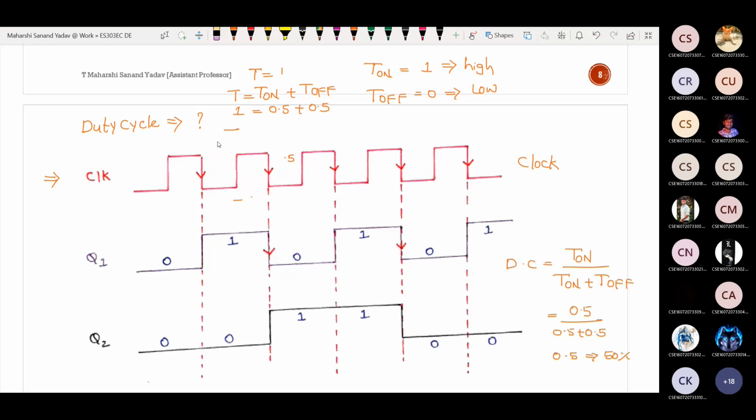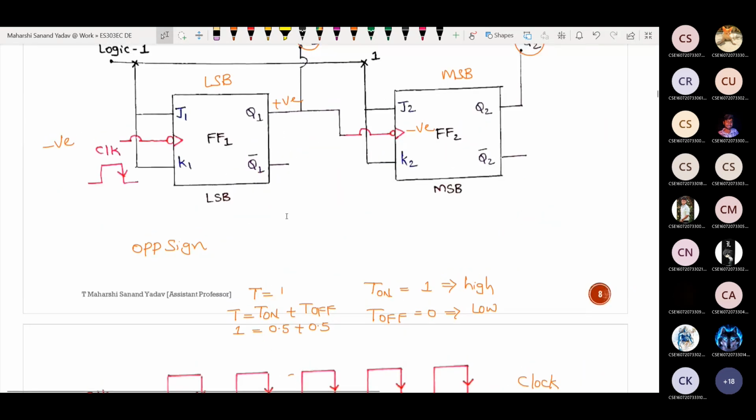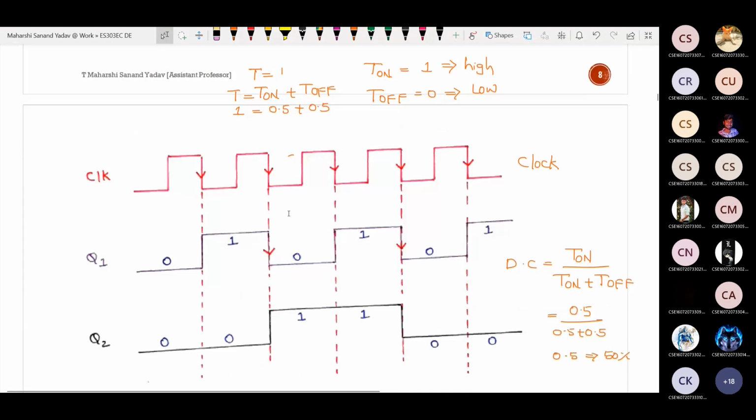Okay, this is done. Now what is least significant bit? Q1 or Q2? According to our diagram, you can say. You can take as QA and QB also. Anything is fine. Q1 is least significant bit. And Q2 is most significant bit. So before the occurrence of clock, I am assuming some value as 0. If you want, you can take here as 1 also, no issues.